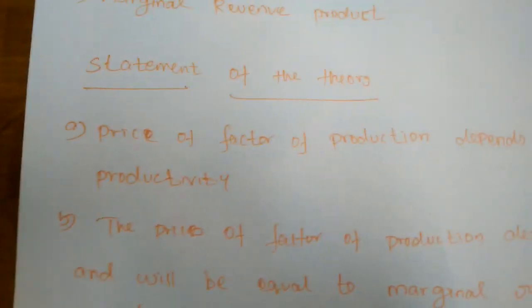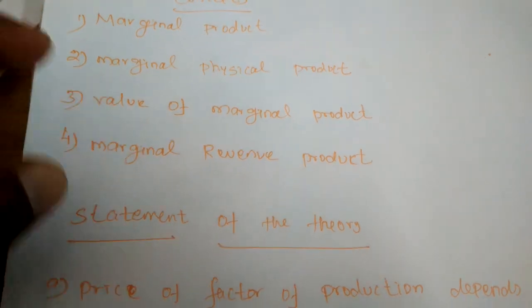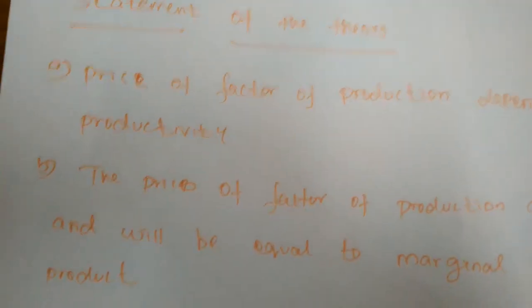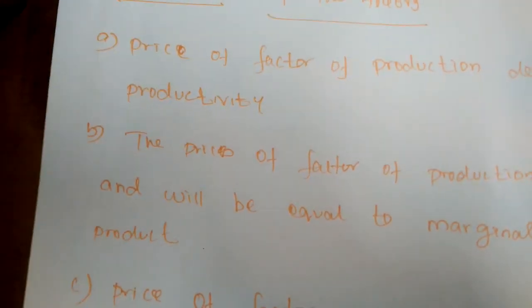Next is the statement of the theory. We have to consider these 4 concepts. So we will come to the theory. An employer employs a factor of production because it's productive.